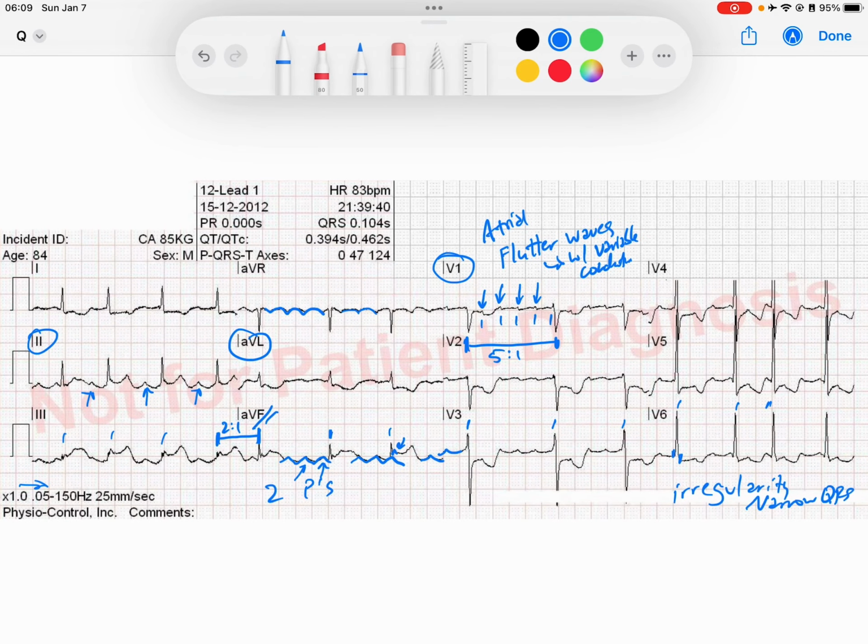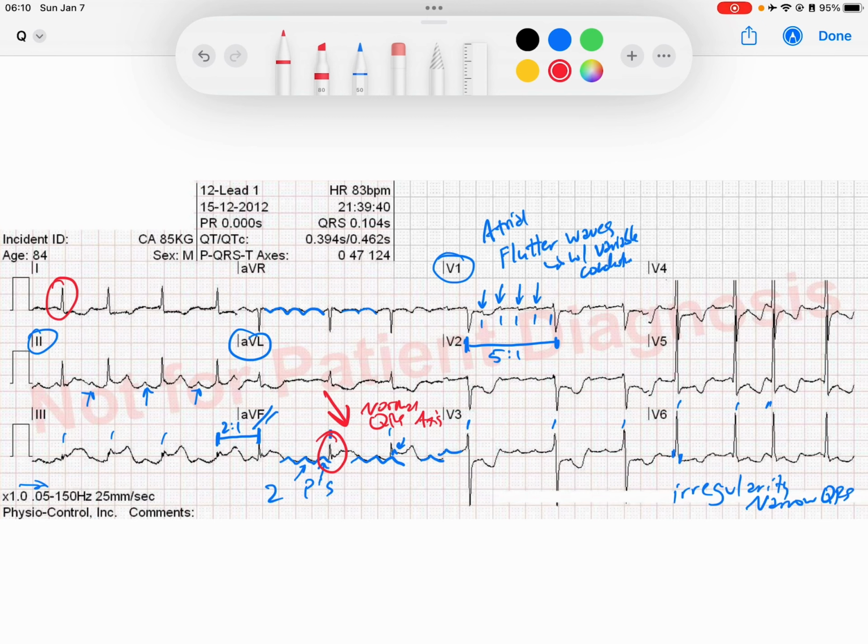Let's take a look at my QRSs. My QRSs are upright in lead 1. They are upright in AVF. So that means my QRS axis is going down to the left, which is a normal QRS axis.